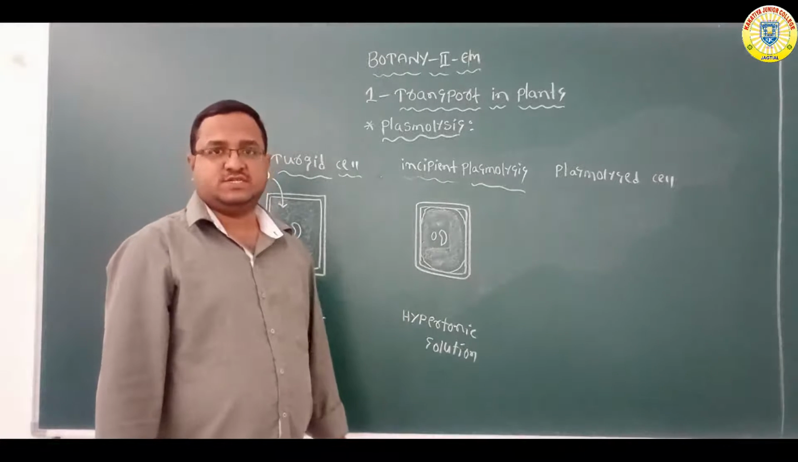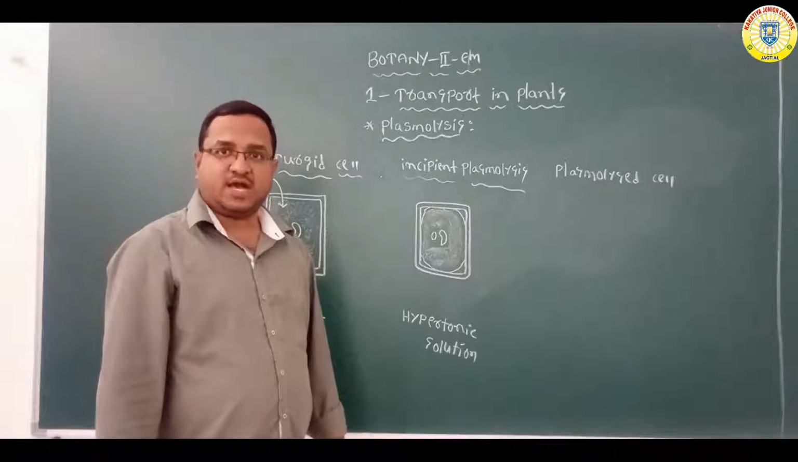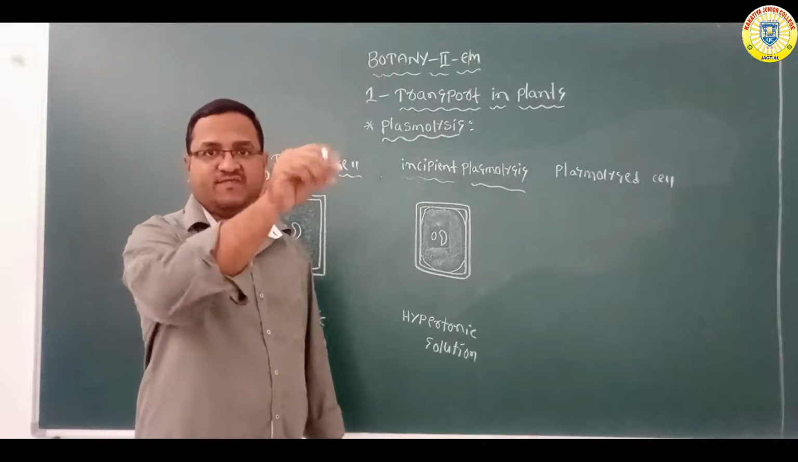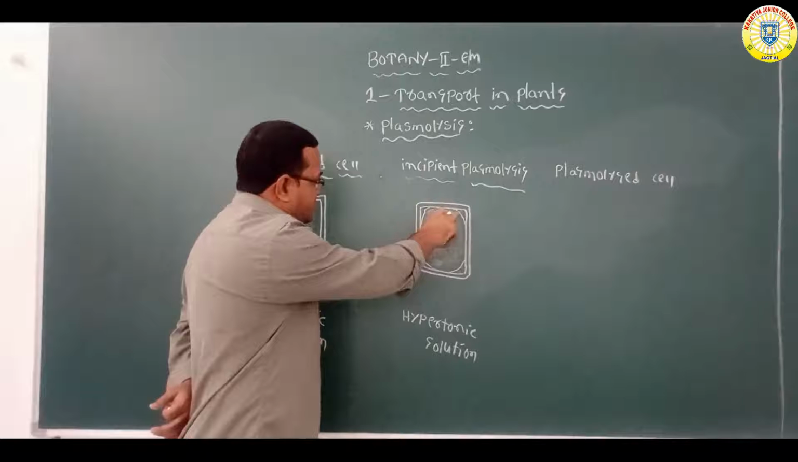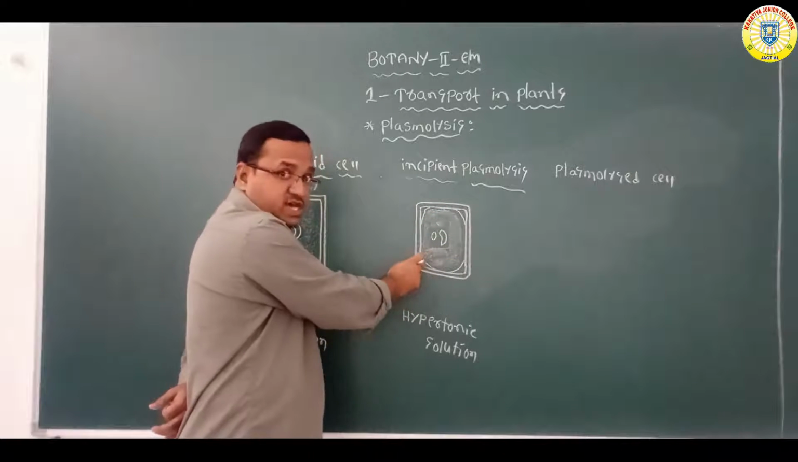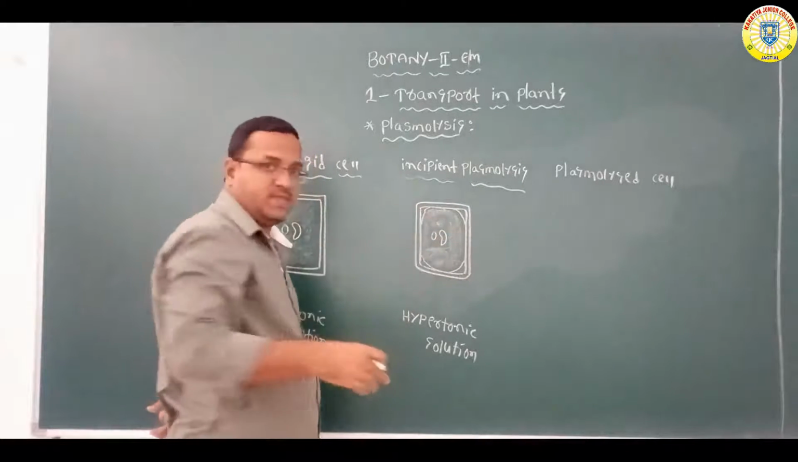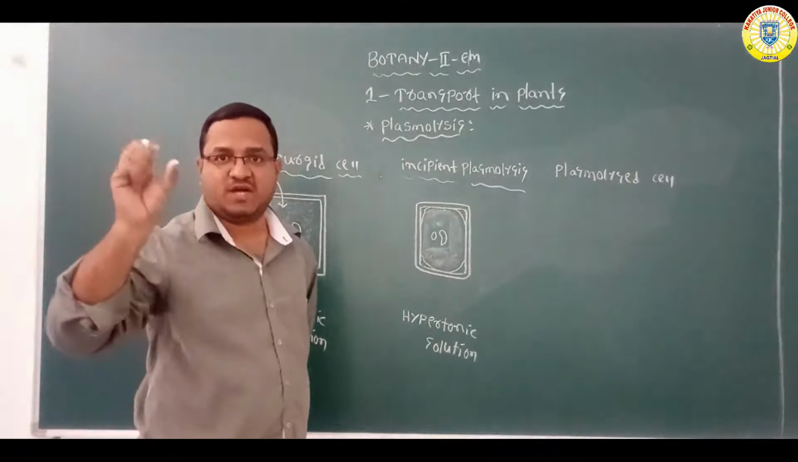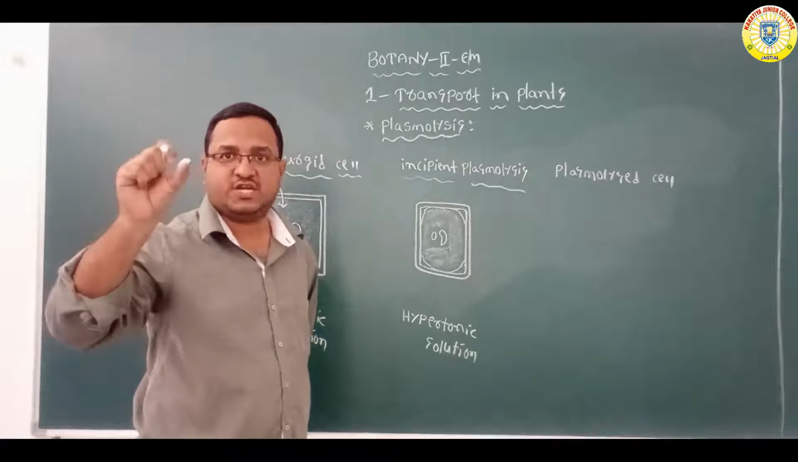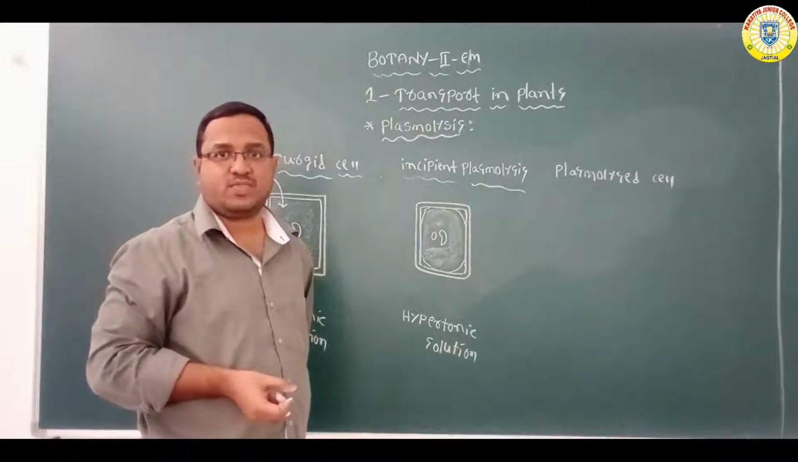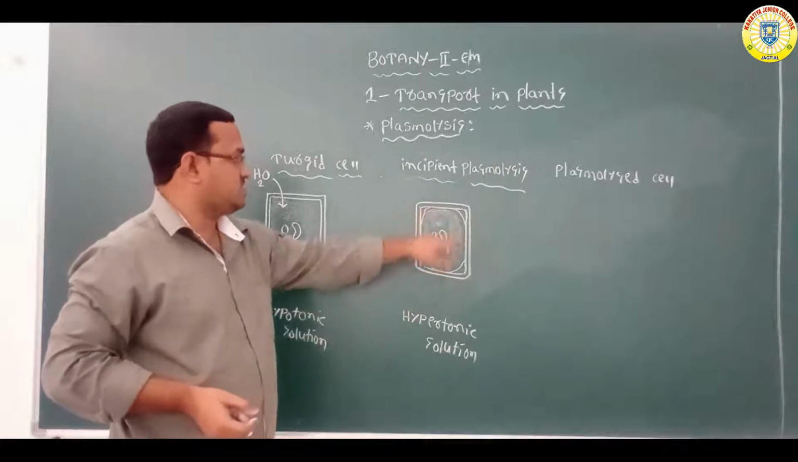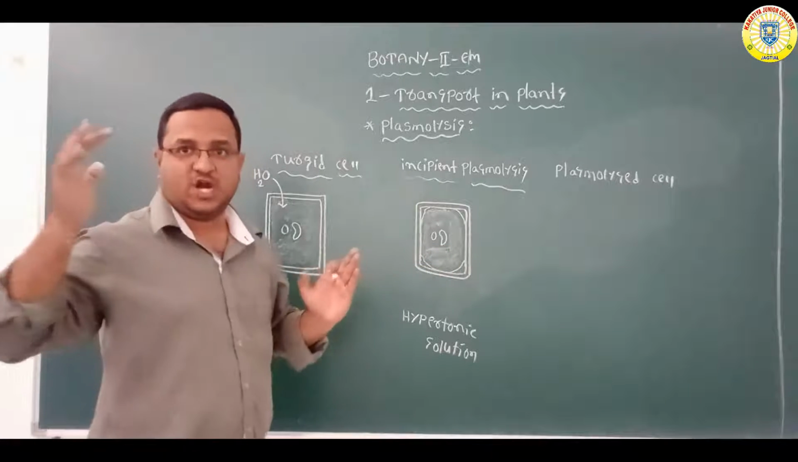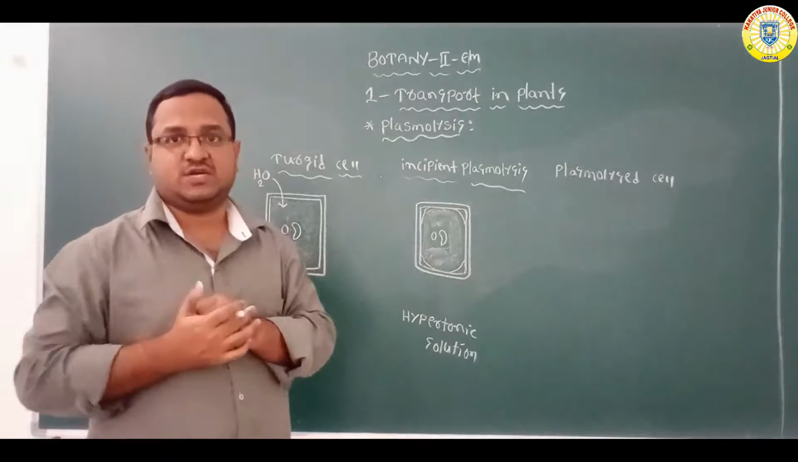Initially this phenomenon occurs at the corners of the cell wall. See here, you can see the corners of the cell wall. At the corners, the cytoplasm begins to shrink. This is incipient plasmolysis.